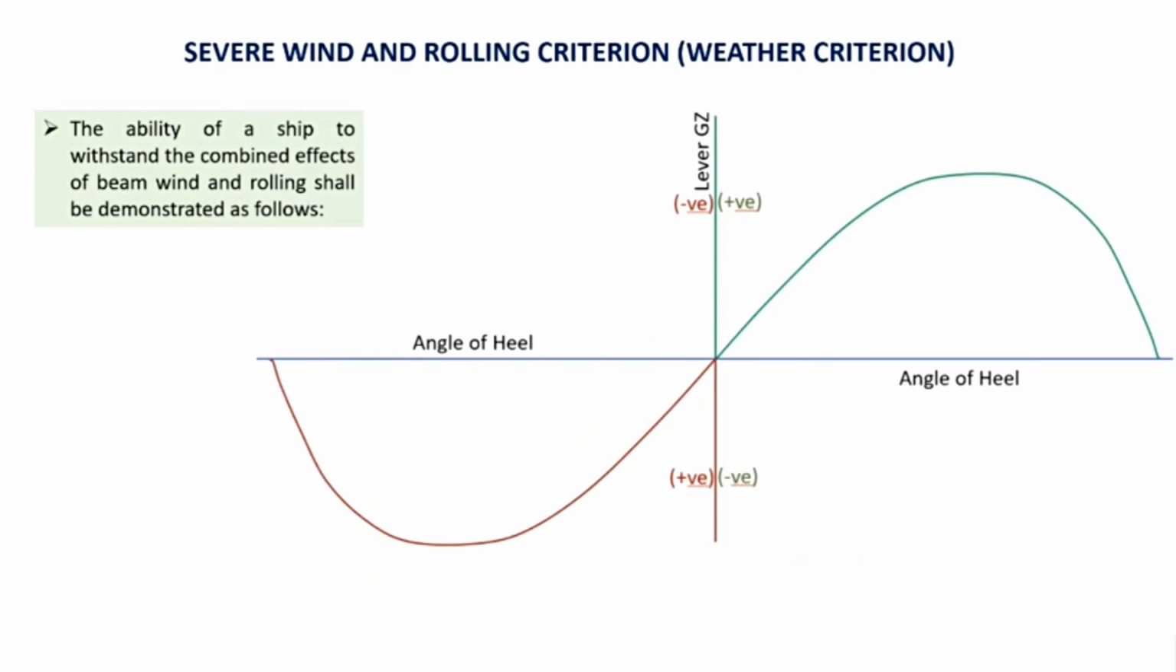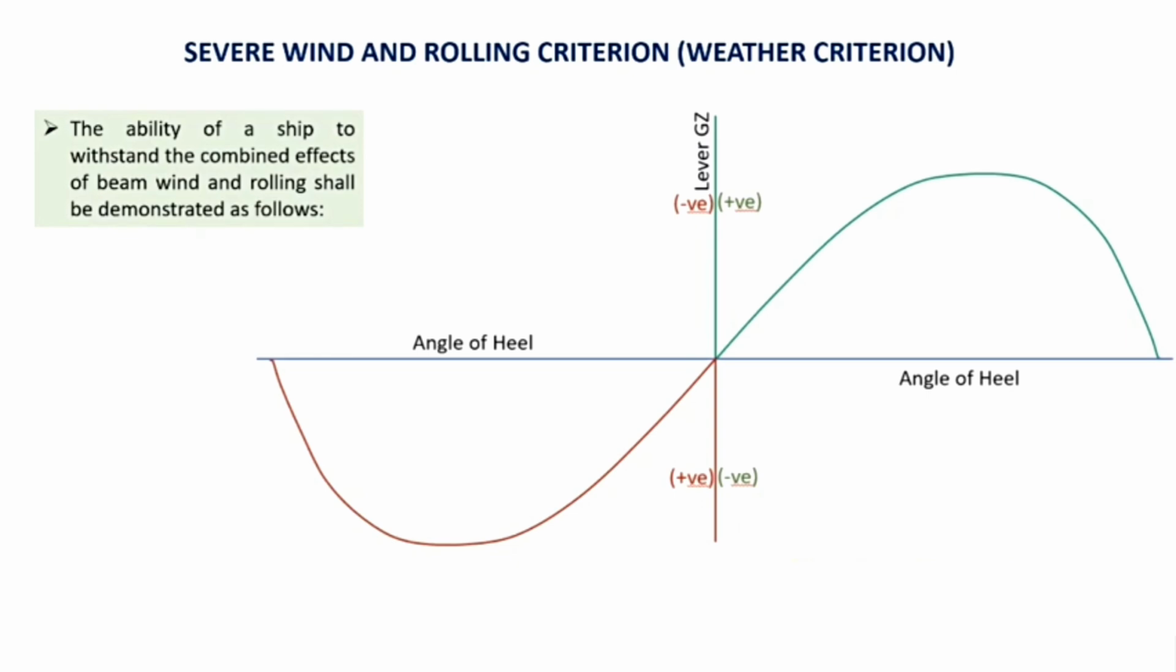Now, the objective of this criteria is to ensure the ability of a ship to withstand the combined effect of beam wind and rolling. So that is the objective of this entire criteria. How do we demonstrate it? We'll demonstrate, establishing compliance first. We'll make this diagram that has been explained to you, how the diagram has come.